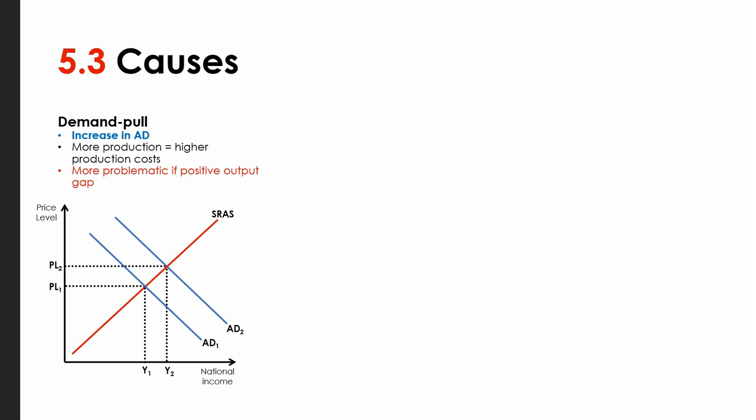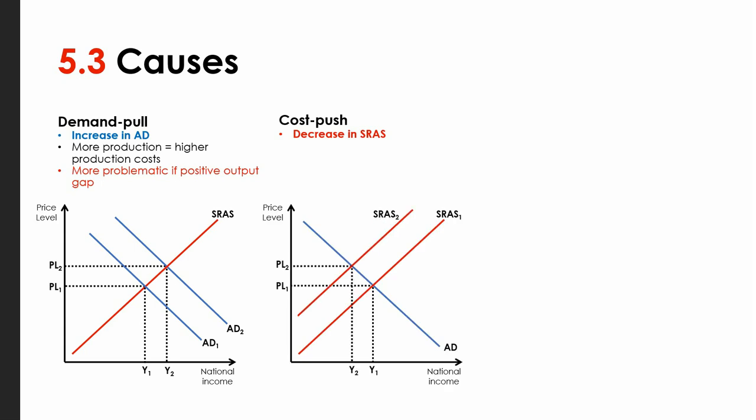And this is going to be particularly problematic if there's a positive output gap. If the economy is close to or beyond its productive possibility frontier, its productive capacity, we're going to get even more inflation. Cost push inflation is caused by a fall in aggregate supply, perhaps because of an increase in commodity prices or something similar. That means there's less being produced, which means goods and services are more scarce, pushing prices up. And obviously this type of inflation has the downside of also resulting in lower output.